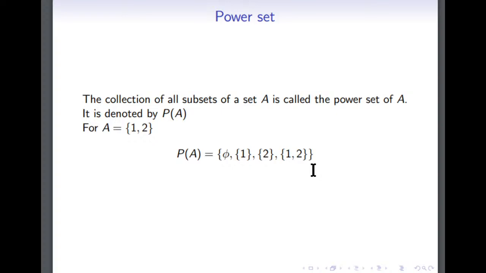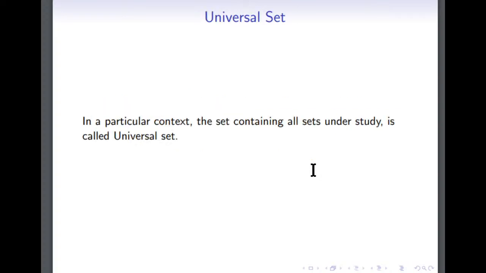Now let's go on. Do you know what a universal set is? The name depicts the universe. When you talk about planets, persons, solar system, galaxies, and then you think of the universe. Universe is something which contains everything you can think about. Similarly, in our theory of sets, a universal set is a type of set in a particular context. In a particular context, the set containing all sets under study is called the universal set.